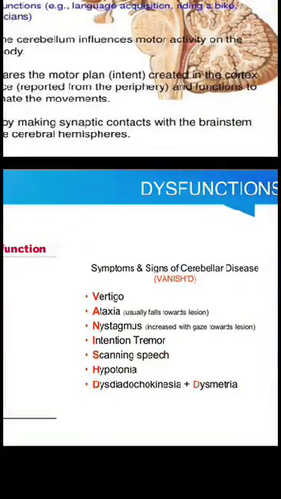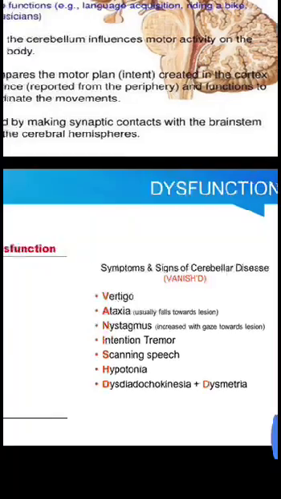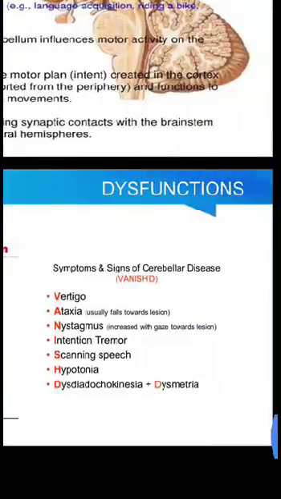That is how you can keep it in mind: think of the word VANISHED. V for vertigo, A for ataxia, N for nystagmus, I for intentional tremor, S for scanning speech, hypotonia, dysdiadochokinesia, and dysmetria.